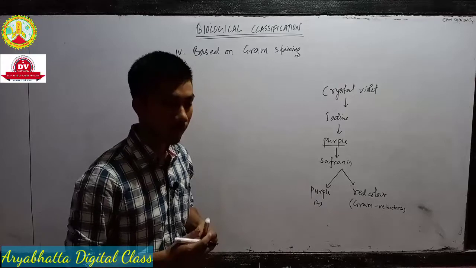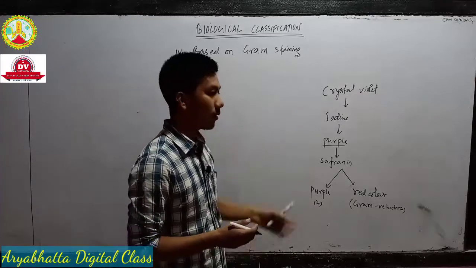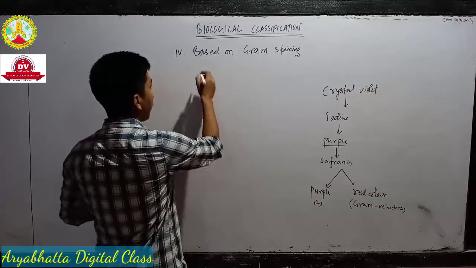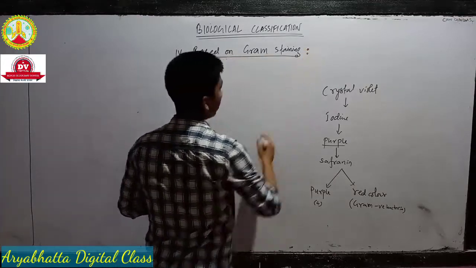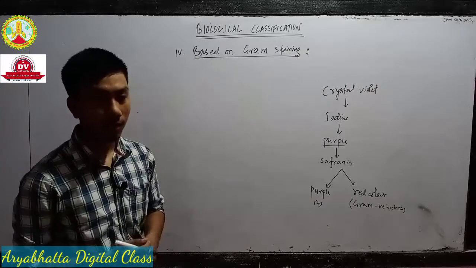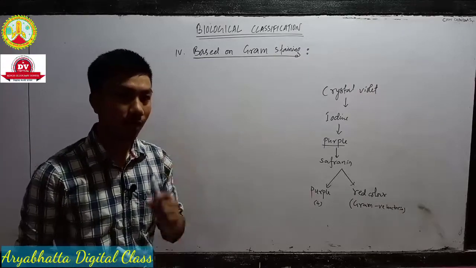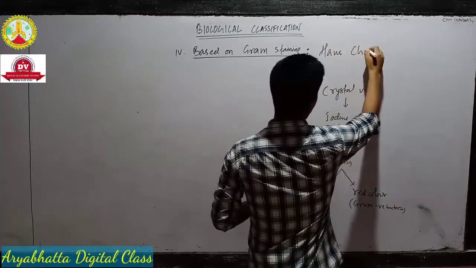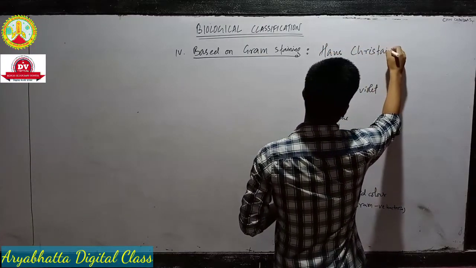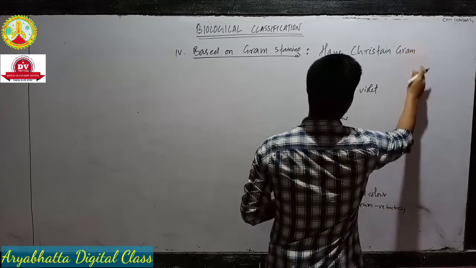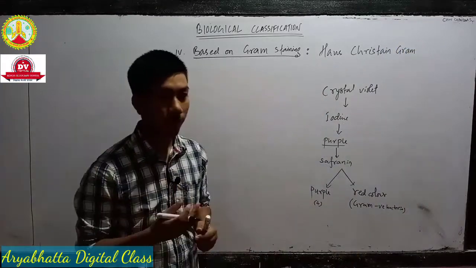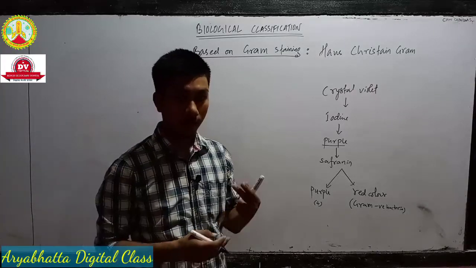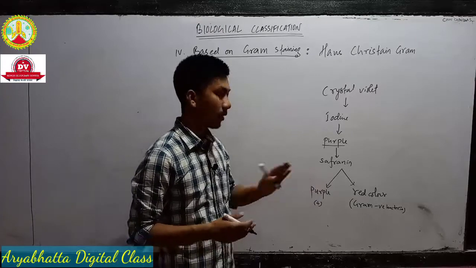When you go to higher studies, you have to study this in detail. For the first time, this experiment was done by a scientist, Hans Christian Gram. Remember Hans Christian Gram. This scientist first performed gram staining technique to classify bacteria into gram-positive and gram-negative.